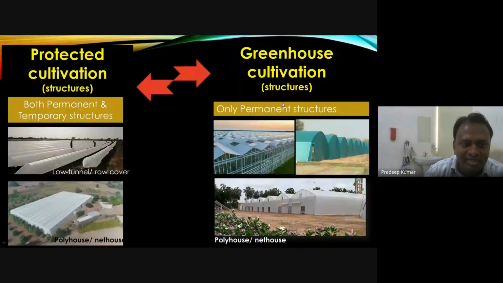Now it is being accepted elsewhere also. But greenhouse cultivation includes only permanent structures, whether it's a glass house, net house, plastic greenhouse, polyhouse, or anything else permanent in nature. Whereas protected cultivation includes both permanent as well as temporary structures. That is why when you see the area under protected cultivation, it comes to around 1.1 to 1.2 lakh hectares in India. But actually, the greenhouse cultivation area is around 60,000 to 70,000 hectares. It's less than 1 lakh hectare in India.